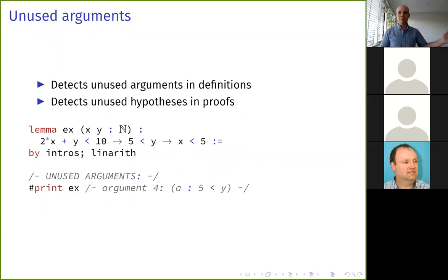If you look at the example here, we have a small lemma. This might occur somewhere as a small lemma for the actual theorem that you want to prove: that if 2 times x plus y is less than 10 and 5 is less than y, then x is less than 5. And you really don't want to prove this by hand, so you invoke a nice tactic, and you never notice that one of the assumptions wasn't even necessary. In such cases, the linter will actually tell you, oh, you did not use 5 less than y. And then you can remove it, and you have a much nicer theorem.